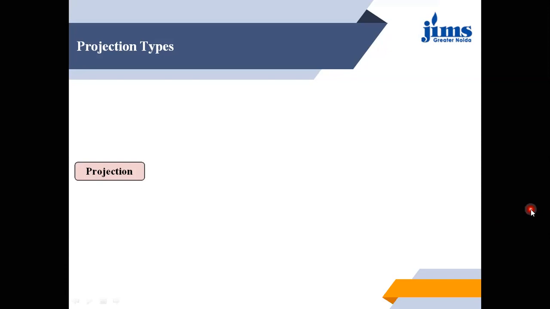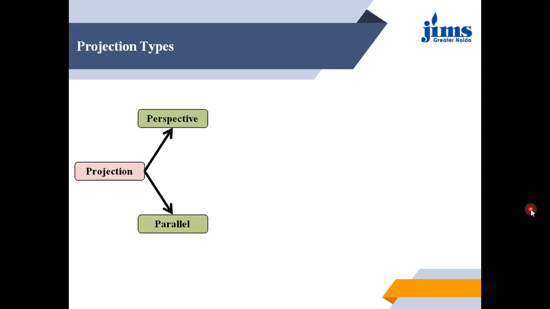So let's start with the different types of projections. Basically, projection is divided into two categories. The first one is perspective projection and the second one is parallel projection. In perspective projection, all the rays come from a single source, or from a definite distance, whereas in parallel projection all the rays come parallel to each other, that is, from infinity.